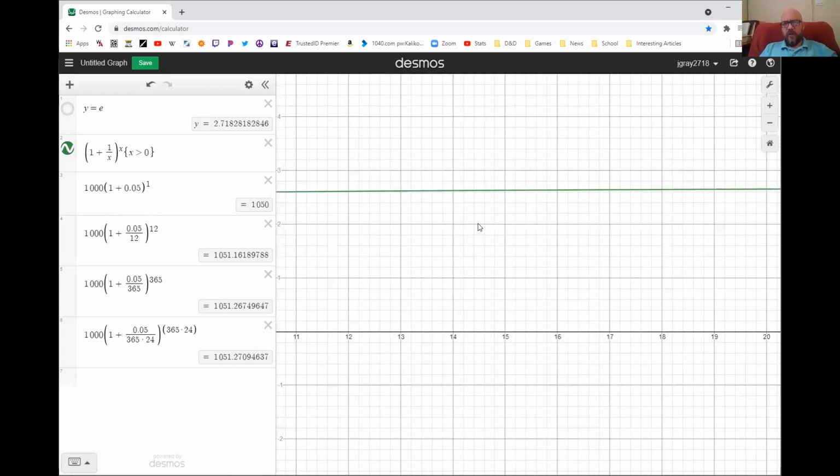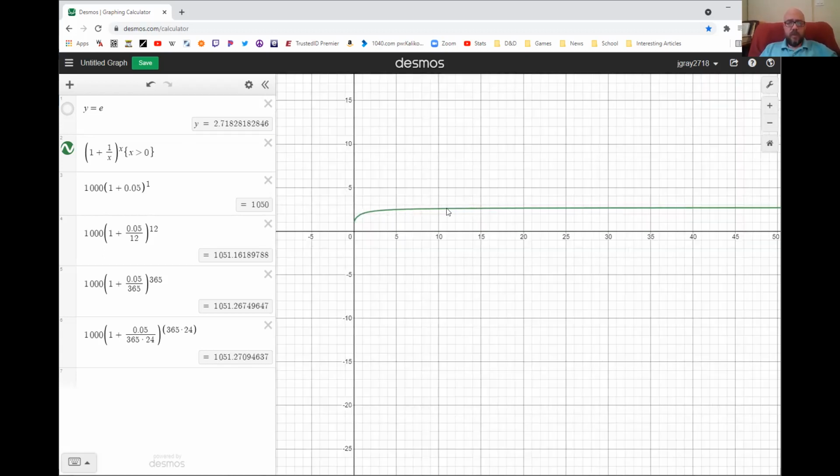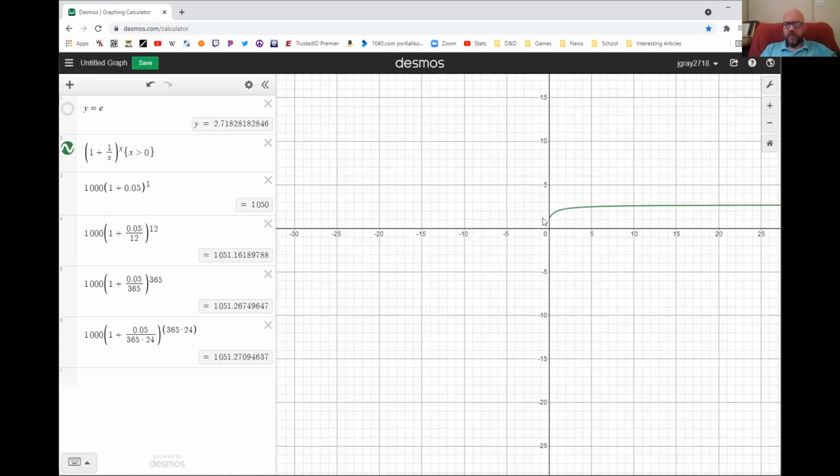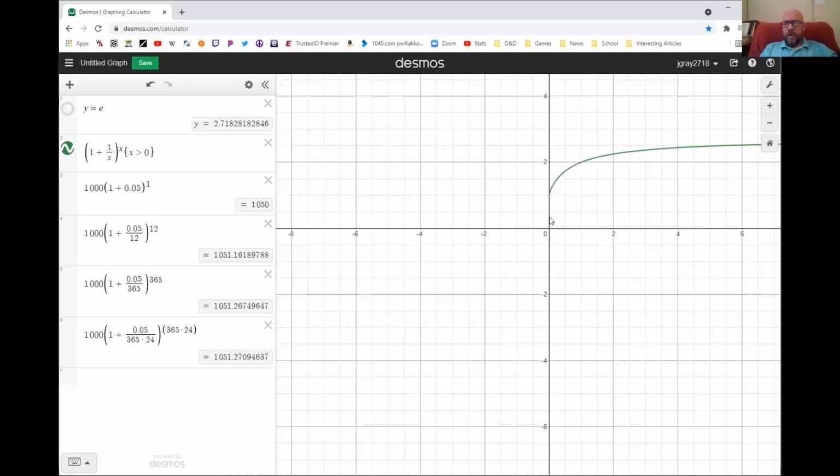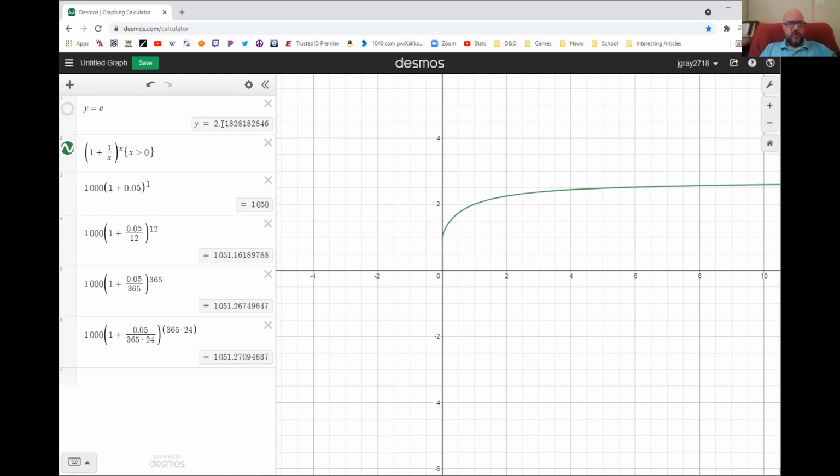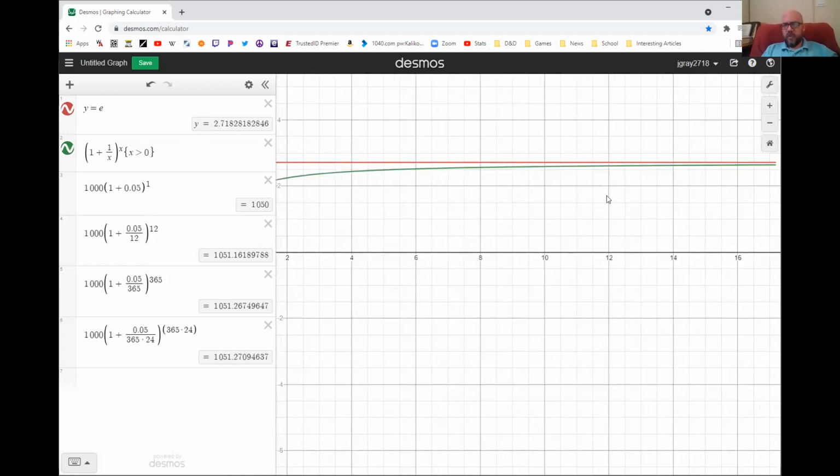As you may have guessed, the number that this is headed to is e. It is a constant that you may have heard of, may not, I guess, which is this number right here, 2.71828, right there. And you can see that that is indeed what this is headed for.